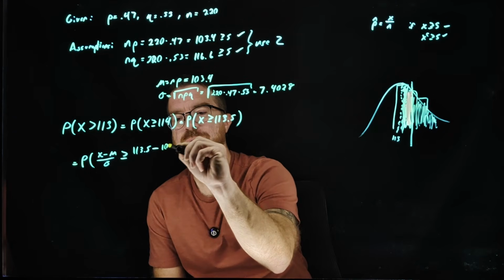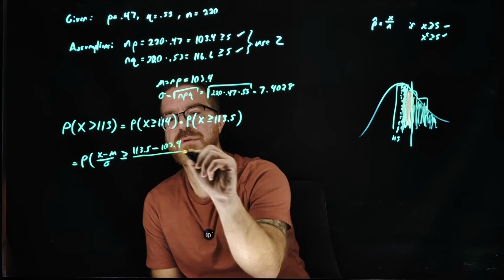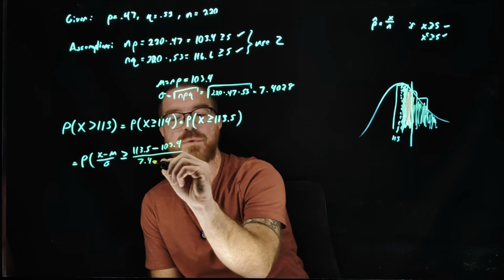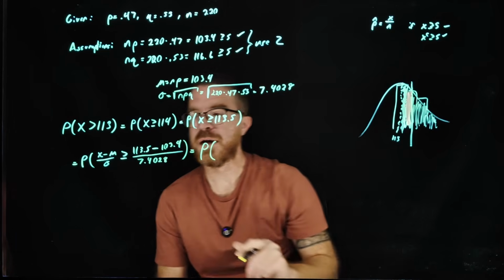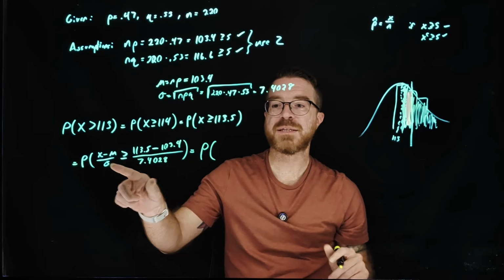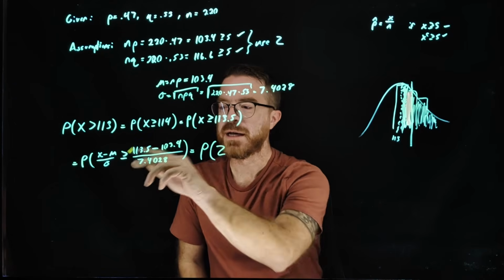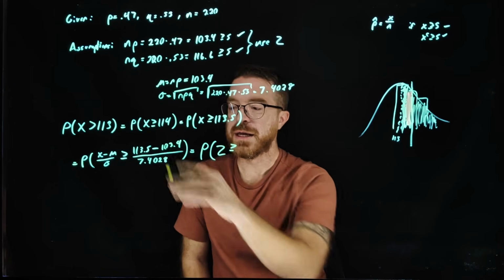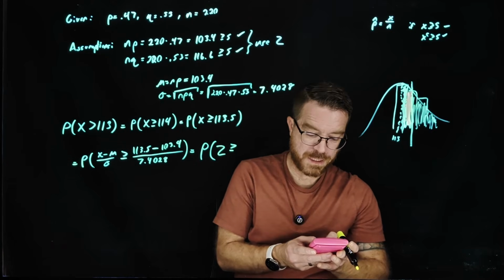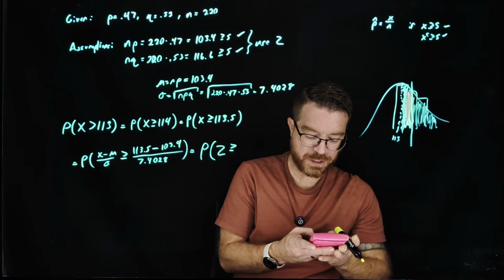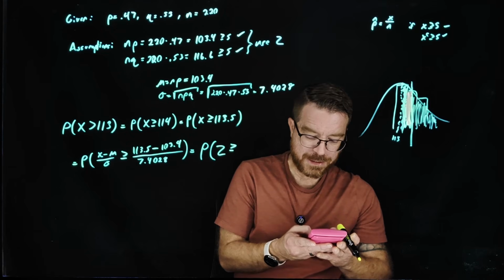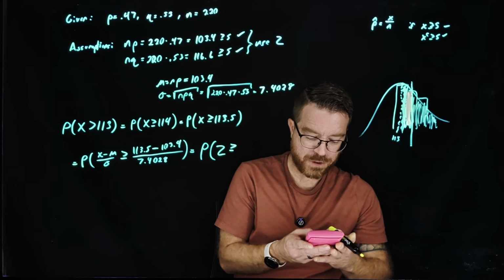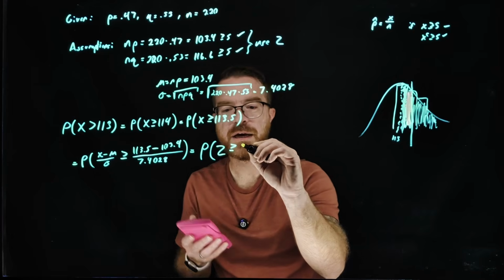I have 103.4 divided by 7.4028. And this is going to be equal to the probability of x minus mu divided by sigma, which is just z. My inequality does not change. And then I'm going to figure out what this is going to be. So this is going to be parentheses 113.5 minus 103.4 in parentheses divided by 7.4028.